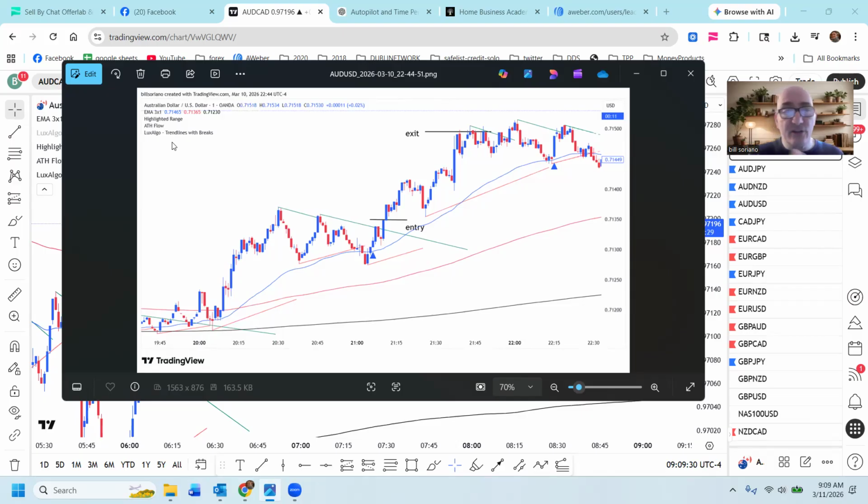Everyone in the community is now using this Lux Algo trend lines with breaks indicator. That way, we all have the same trend lines, because you know as well as I do, if you've been trading for a while, if you ask 10 different traders to draw you trend lines, you'll probably get 10 different trend lines, right? So this way, we just rely on this indicator to give us the trend line, and that's it.